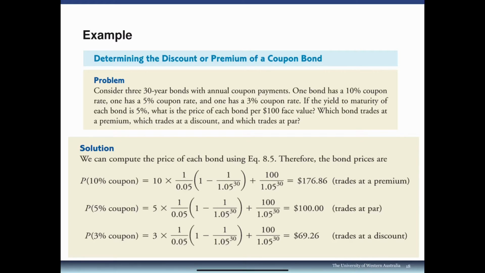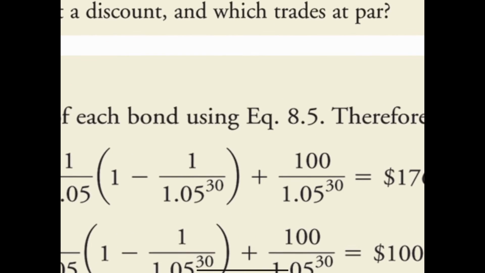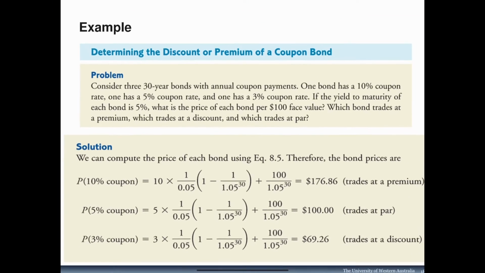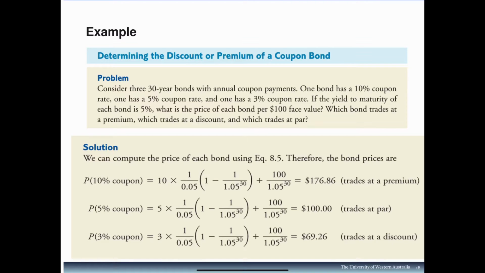So in this case, we're given N, which is 30. And we're given yield to maturity is 5%. The face value is 100. And then each bond has a different coupon payment. So for bond 1, 10% coupon, that 10 comes from 100 face value times coupon rate 10% divided by 1, because it's 1 coupon per year. So if you're using the equation to solve, you get a price for the first one of 176.86.